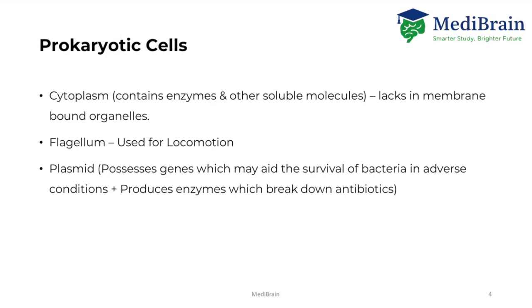An example of how they can help the bacteria to survive is that they produce enzymes which break down antibiotics, because ultimately antibiotics are there to get rid of the bacteria, they're there to kill the bacteria. And if the bacteria wants to survive, these plasmids will need to produce enzymes which break down antibiotics. And that's how you get resistant strains of bacteria.